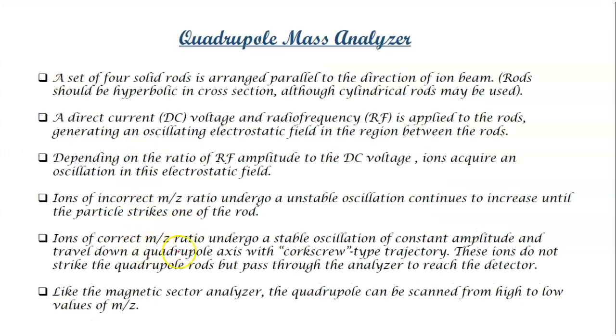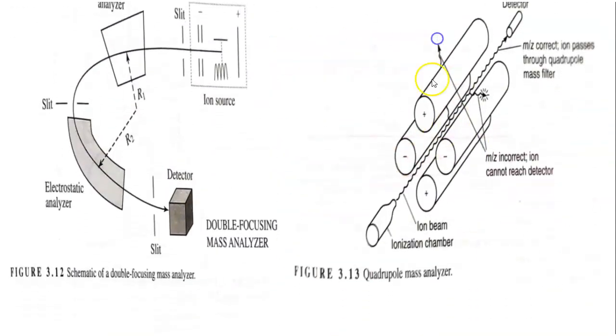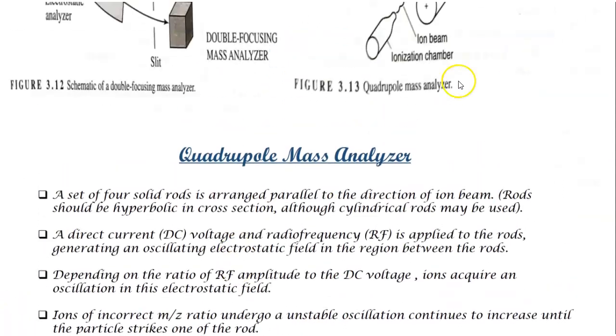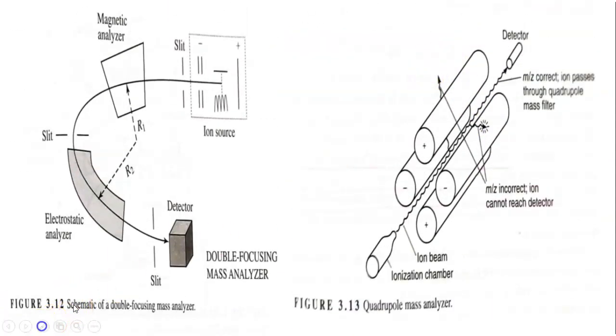So what is happening in this particular case? A set of four solid rods are arranged parallel to the direction of your ion beam, that you can see in the previous slide. Over here you can see the set of four solid rods arranged parallel to one another in the direction of your ion beam. All of these rods should be hyperbolic in cross section, although you can also use cylindrical rods.